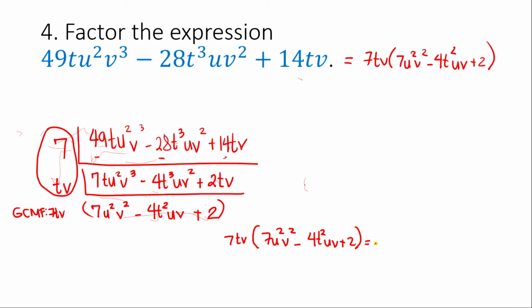Okay? 7 times 7, 49. T, u squared, and then v to the first times v squared is v to the third power. Minus 7 times 4 is 28. T squared times t is t to the third power. U, v times v is v squared. Plus 2 times the greatest common monomial factor 7tv is 14tv. Again, which will prove na ang nakuha nating factored form is correct.